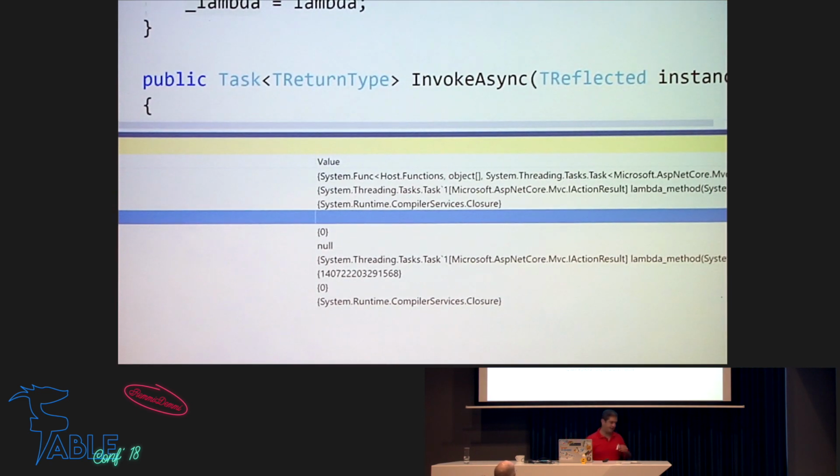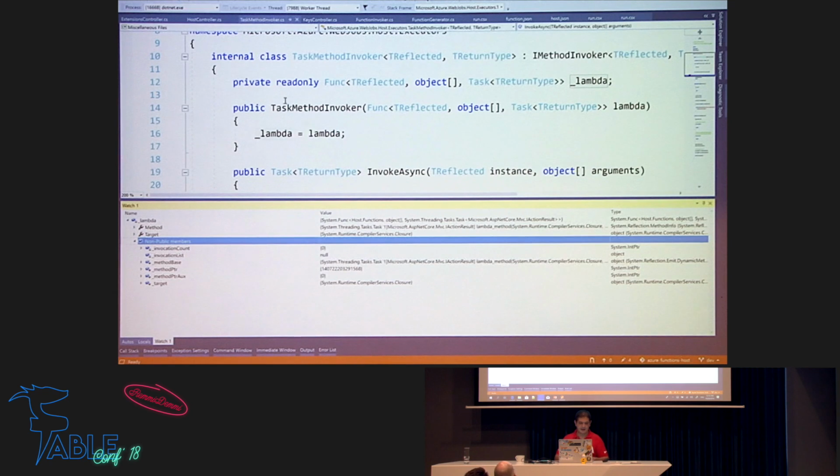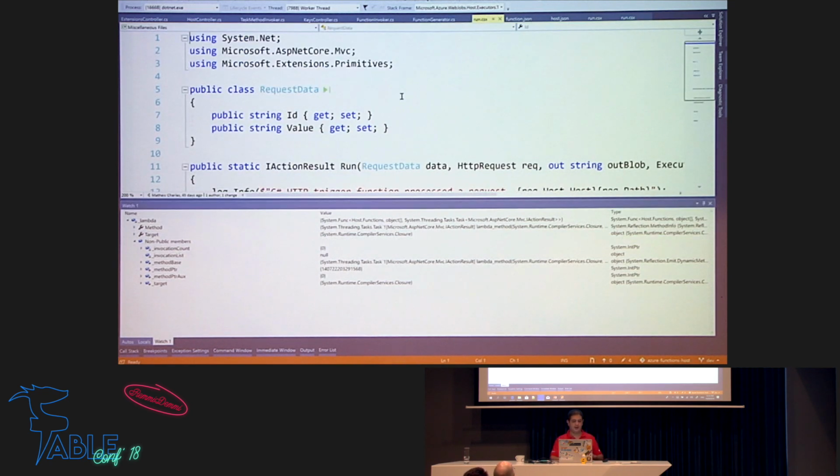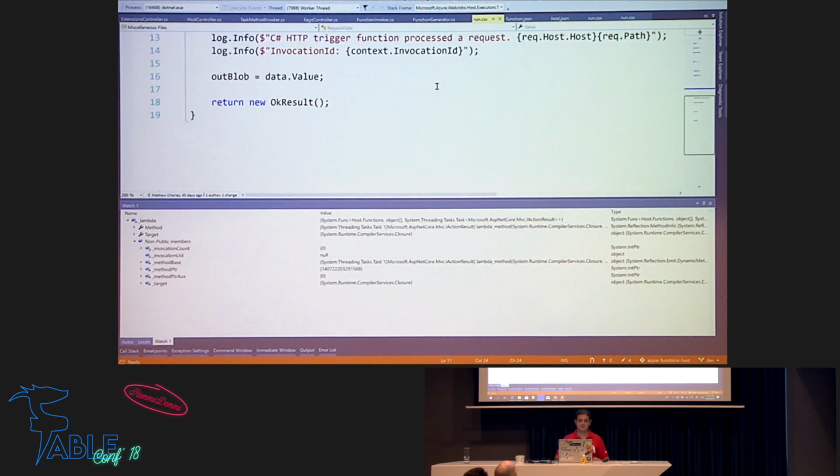So what you can see is it says, okay, listen, this is a task that is returning an actual result, right? And when we have a look at our function that we just called, we can see, hey, it's an actual result, right?